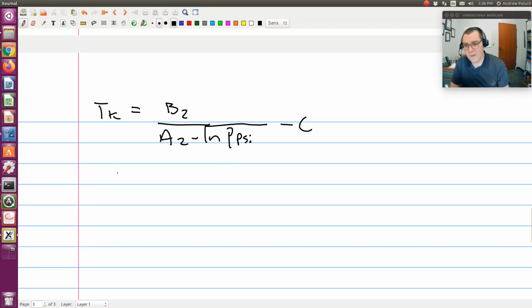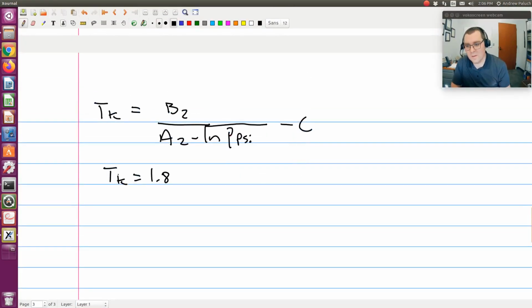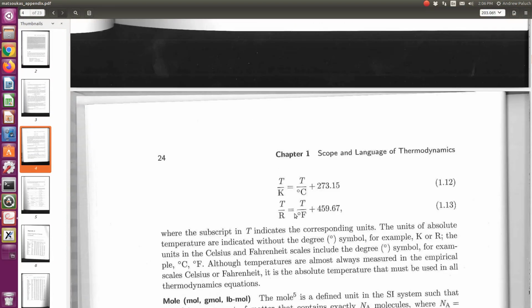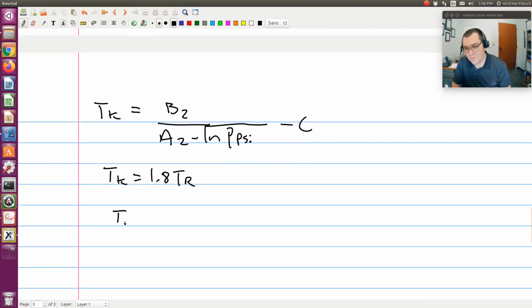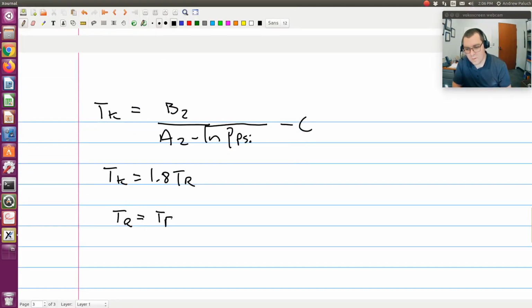If I were to go that route, temperature in Kelvin is 1.8 times, so they write it as, 1 Kelvin is 1.8 Rankine. So temperature in Kelvin is 1.8 times my temperature in Rankine. That gets me Rankine. Now how do I go from Rankine to Fahrenheit? That's here. My temperature in Rankine is equal to my temperature in Fahrenheit plus 459.67.